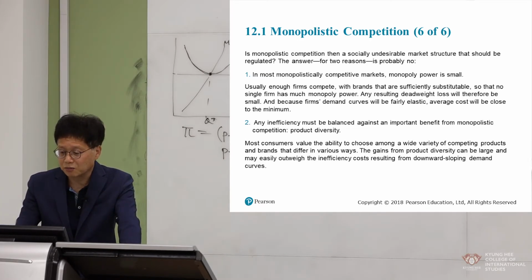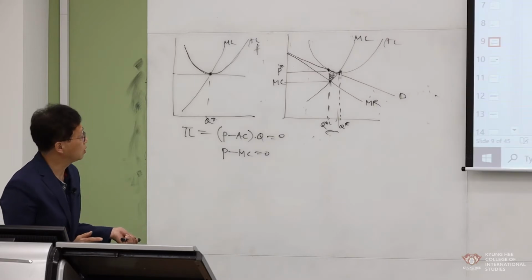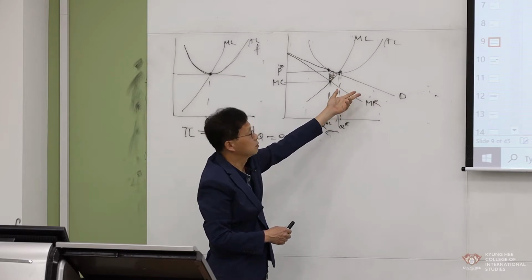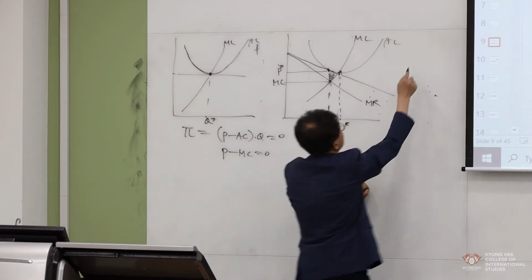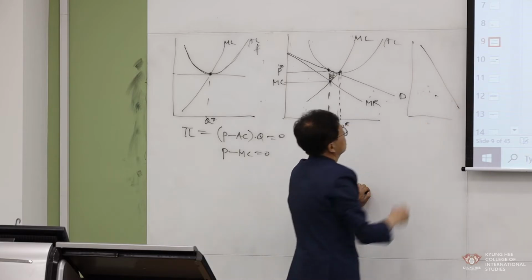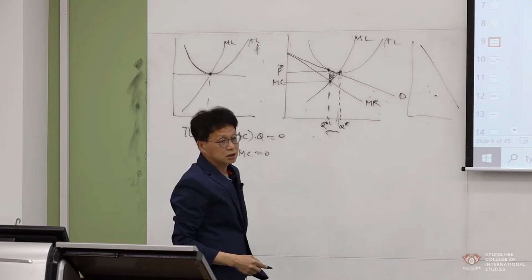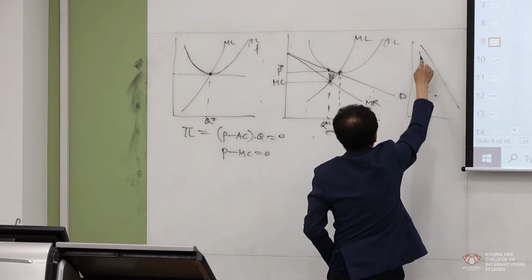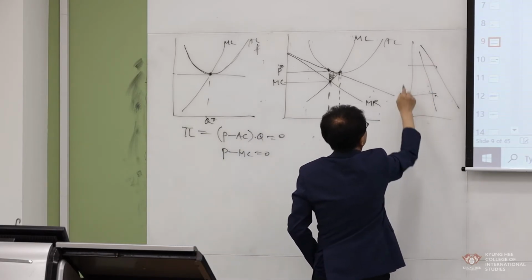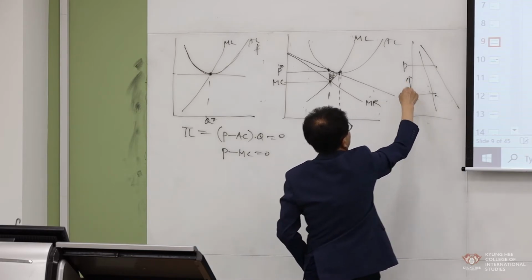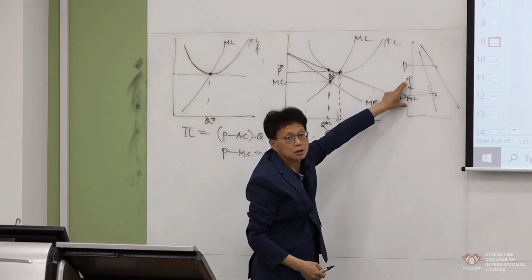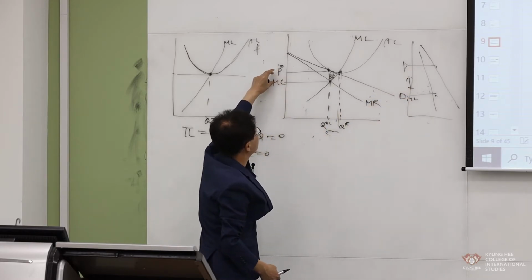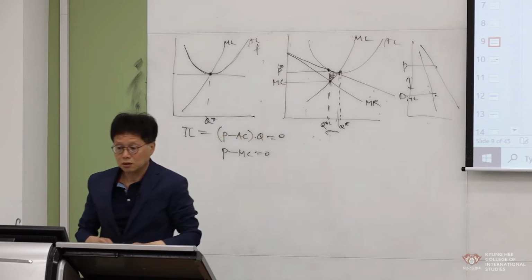Number one. In most monopolistic competitive markets, monopoly power is small. Monopoly power is not so large compared to the monopoly case. In the monopoly case, the demand curve is much more inelastic, like this, right? And marginal revenue is like this, with a large price-marginal cost gap. The price-marginal cost gap is quite large in the monopoly case, but here, not so large. It's small, right?